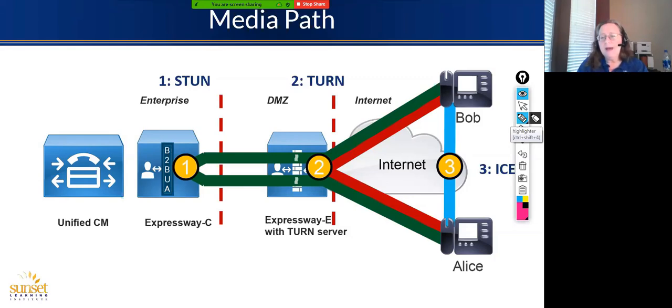Why would I want to have the media path flow all the way over the internet to this Expressway E and then all the way back? Can't I have that media path go directly between these devices? Theoretically, yes. There's a lot of it depends here. This happens by default. This is pretty easy to make go. This, on the other hand, there's a lot that needs to happen to make that work properly. And we'll talk a little bit about that as we go along.